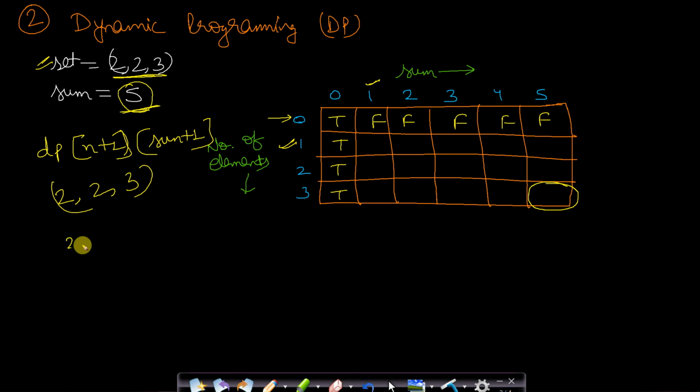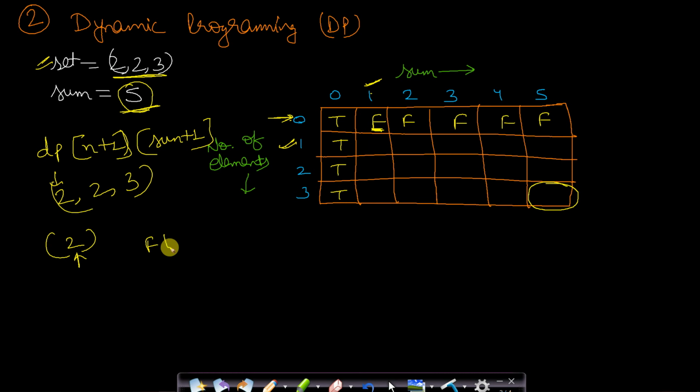Let me write the set clearly. Now I have included just the first element. So the number of elements is 1 in this first row. Here it is asking whether we can find a sum value 1 when we have only the first element of the given set. You can see that we have two options. Either we include this first element or we exclude it. Let us say we are excluding the first element. Then can we find this sum 1 with 0 elements? It is false. Therefore, by excluding this, we cannot find the sum value.